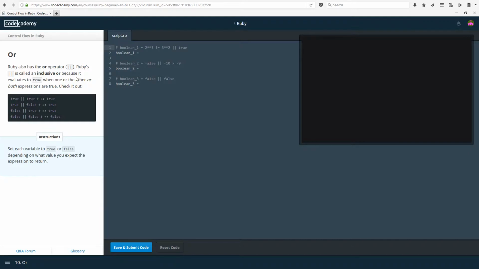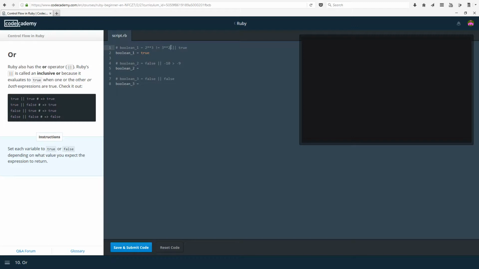So, in the instructions, set each variable to true or false depending on what value you expect the expression to return. So as you can see for OR, everything except false or false evaluates to true. False or false evaluates to false because there is no true. There is no truth in false and false. So you have Boolean 1. We are comparing this to this. So we have 2 to the power of 3, that is 8. 3 to the power of 2 is 9, so those are not equal, therefore that is true, and this is also true.